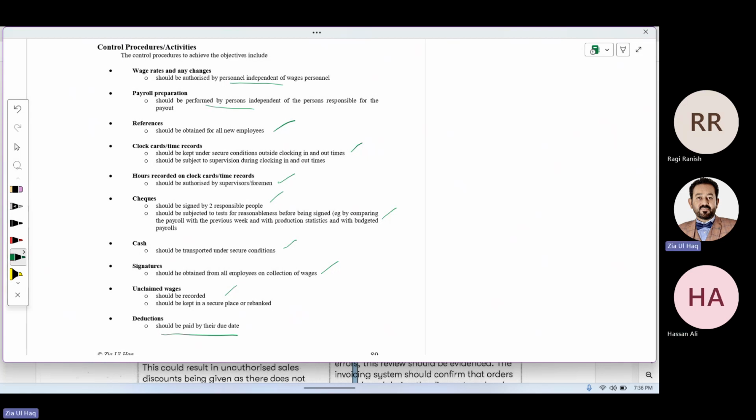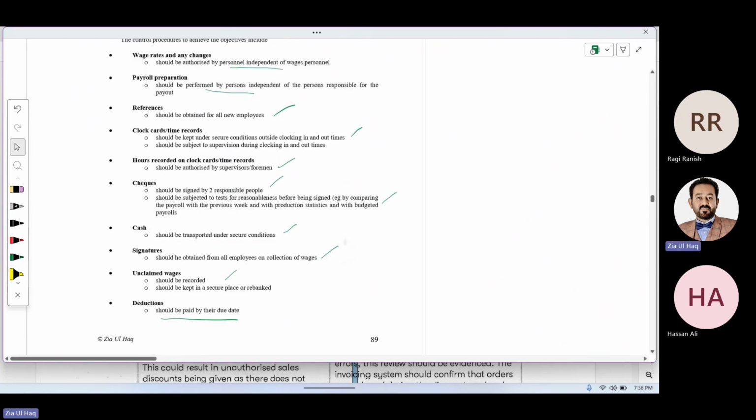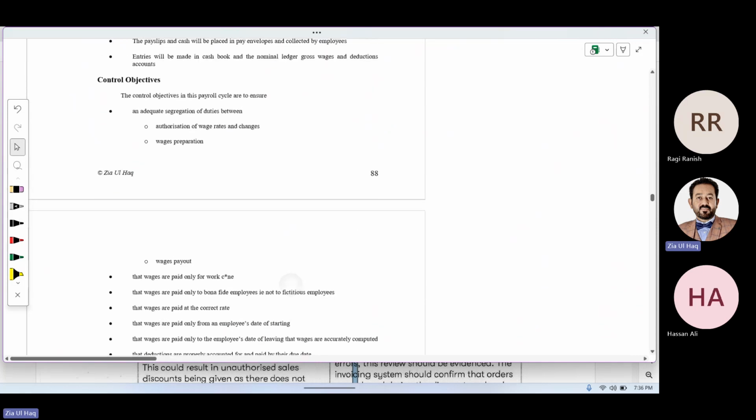Because there is a different tax rate for people with different incomes, and that rate is available in a tax rate table. If you are calculating tax or any pension, that should be according to the correct rate and table. And these deductions, meaning tax, should be paid on the due date because you are paying on behalf of employees. And for joiners and leavers, we have covered that right now. What could be the control objectives?